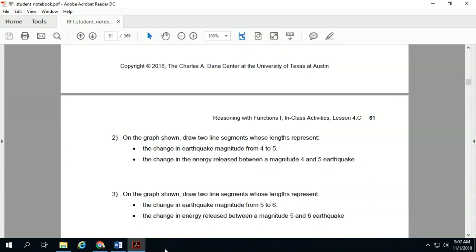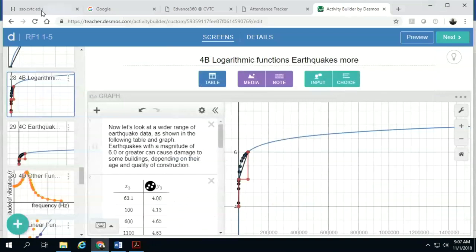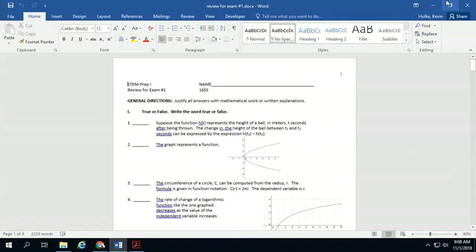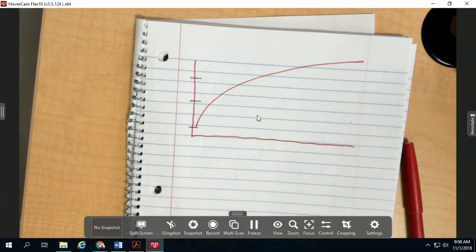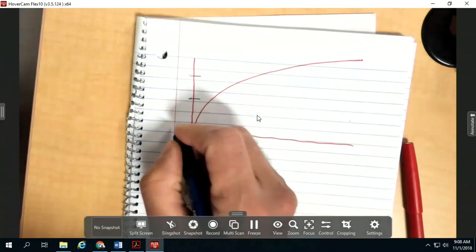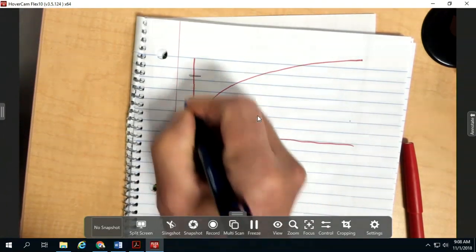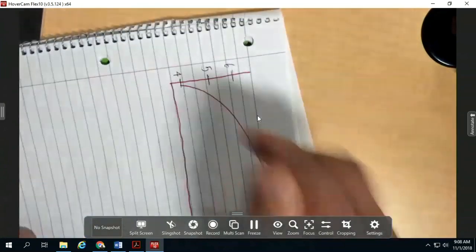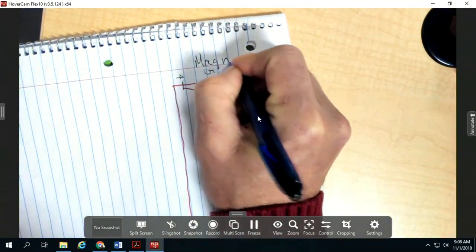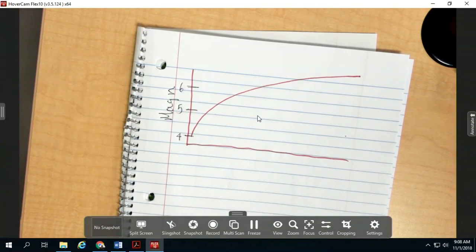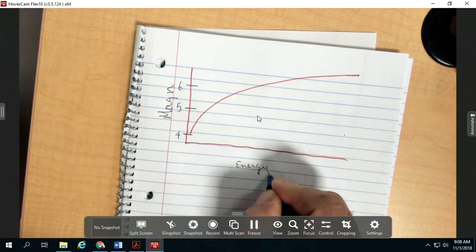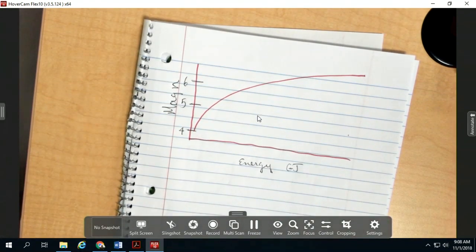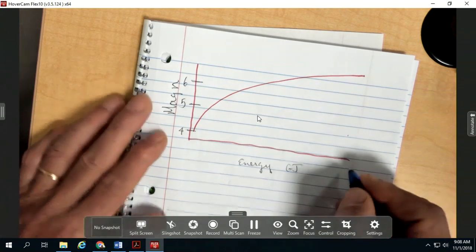Okay, so we're sketching our graph. Here's 4. Here's 5. Here's 6, because these are the magnitudes. And these are the energies in gigajoules. And the energy in gigajoules goes up to 70,000.